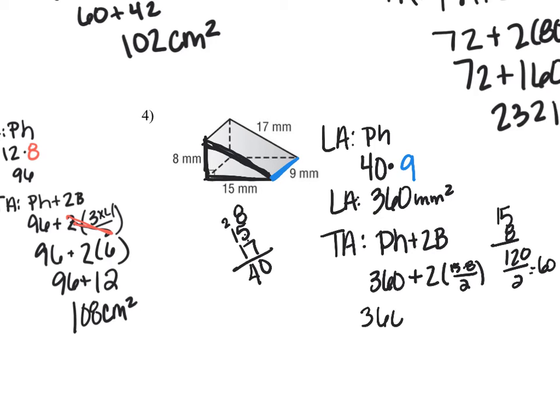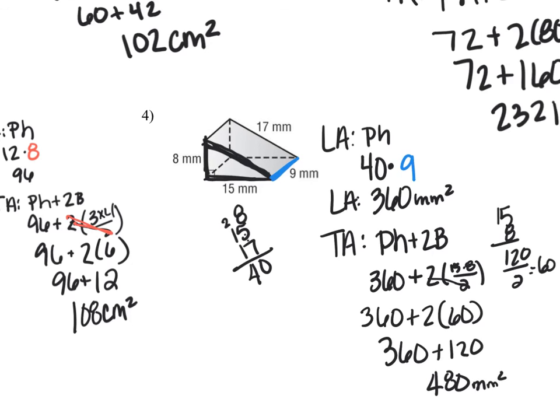So 360 plus 2 times 60. You could have just done that too. Yep. You do you. Whatever makes you happy. So I got 360 plus 120, which is a total of 480 millimeters squared.